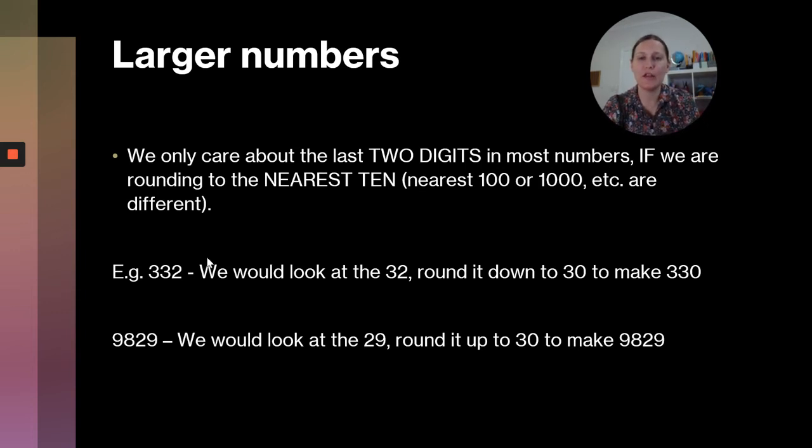So for example here, 332, we just look at the 32, the last two digits. We'd round 32 down to 30, and then that would make the number 330. So we just put the 30 back on the 300 and it becomes 330. Then there's a bigger number there, 9,829. We've got 9,800. We just look at the last two digits, 29. We round that 29 up to 30. Now I wrote 9,829 again, but it would be 9,830. Like lots of teachers say, I was just seeing if you were paying attention.